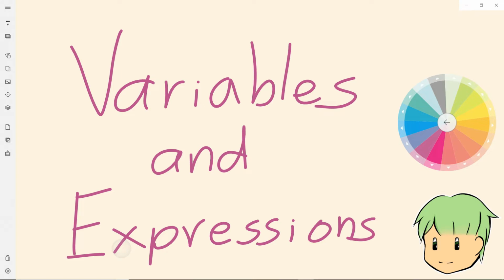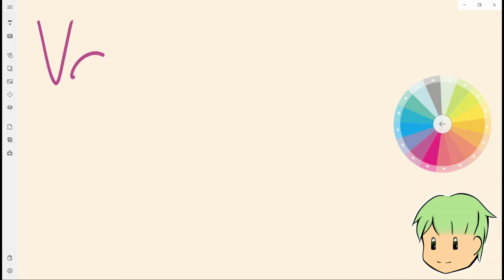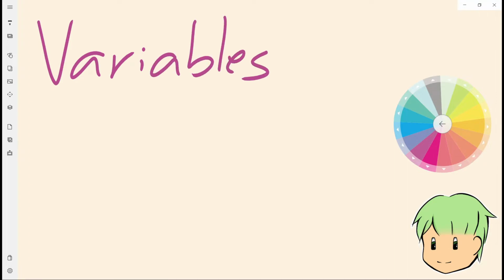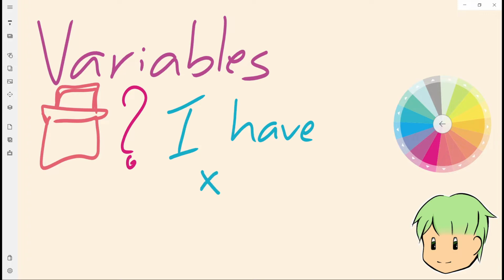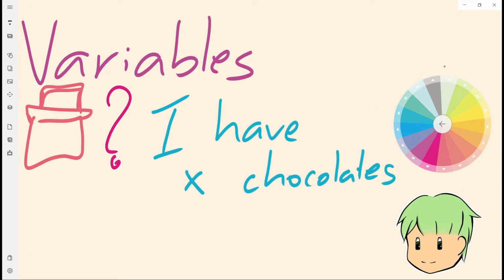Now let's start by learning about variables and expressions. First, we're going to find out what variables are. Let's say you have a number of chocolates. You don't know how many you have, but you want to write it down. You can say you have X chocolates. It doesn't have to be X though. You can choose any letter to represent a variable.